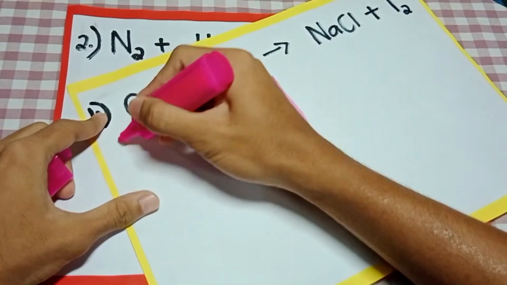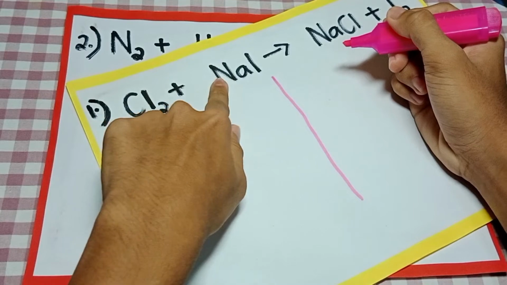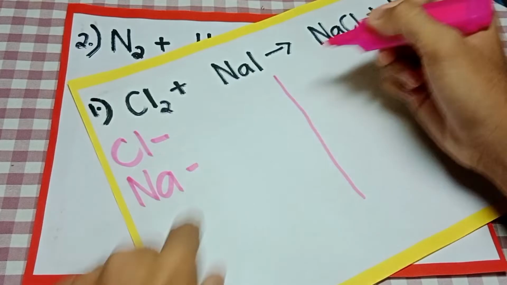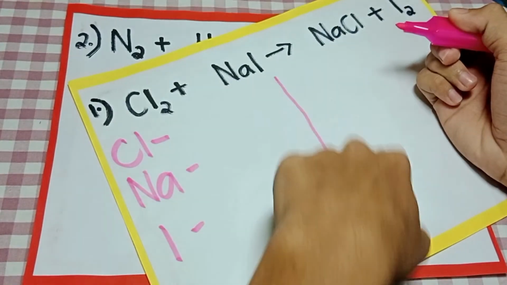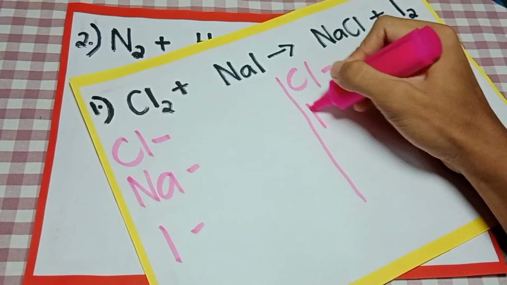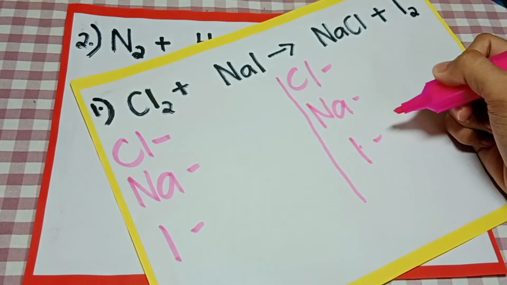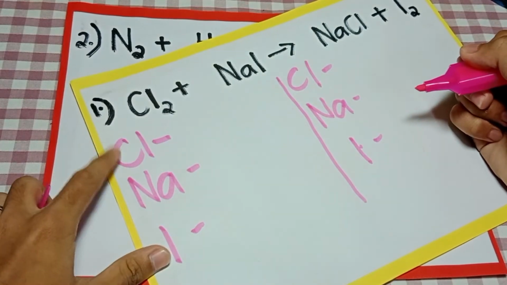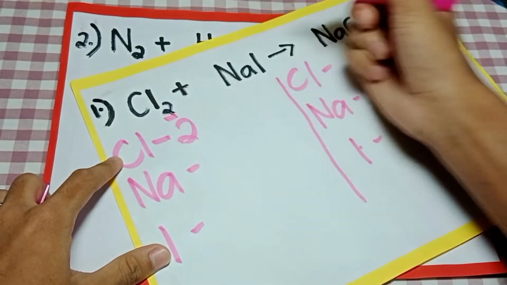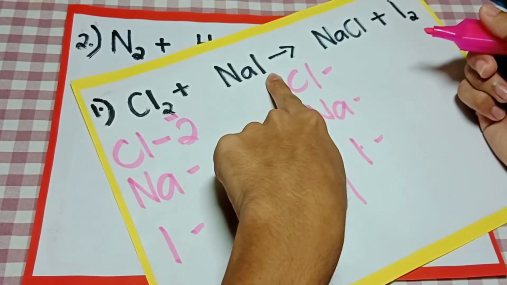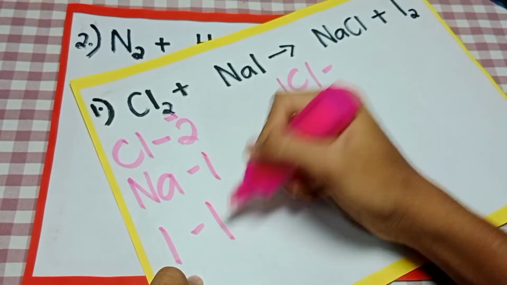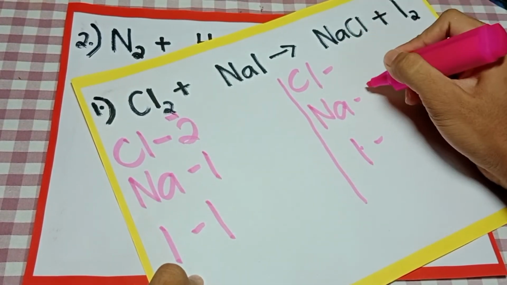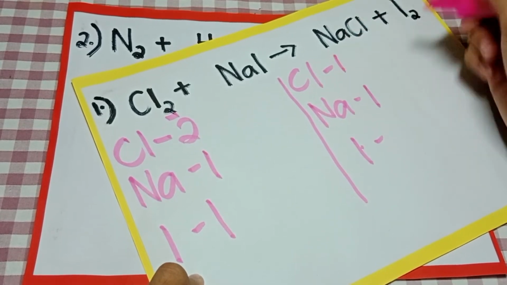So here we have chlorine, then we also have sodium, and we also have iodine. At the same time, we have to write all the elements here: Cl, Na, and iodine. The next thing to do is to count how many atoms are present in each element. In chlorine, we have 2, and sodium and iodine have only 1. So we put 1 and 1. Same on the other side: we have 1 Na, 1 Cl, and 2 iodine.